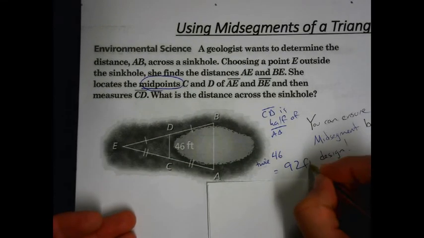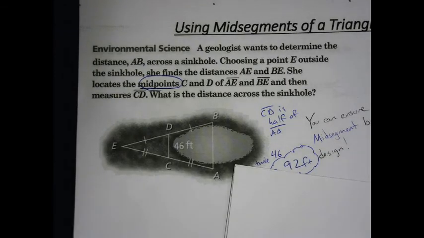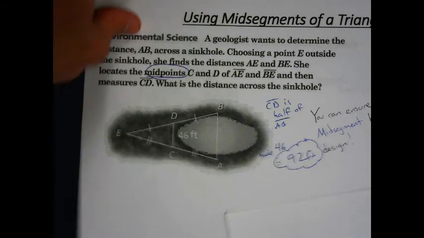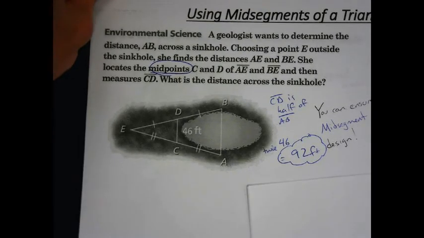So what's the distance across the sinkhole? 92 feet. And we can design that stuff, right? So we can design things to go across, like bridges and whatnot. Rough estimates. I mean, there's more to bridge building, clearly, but you get the point.